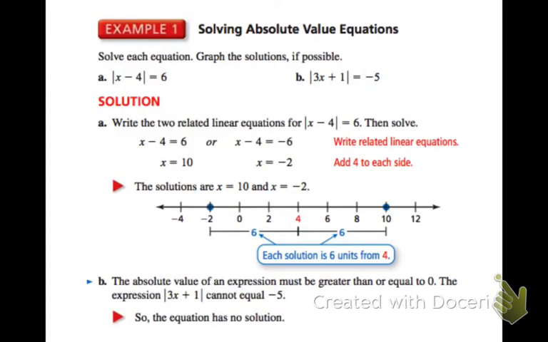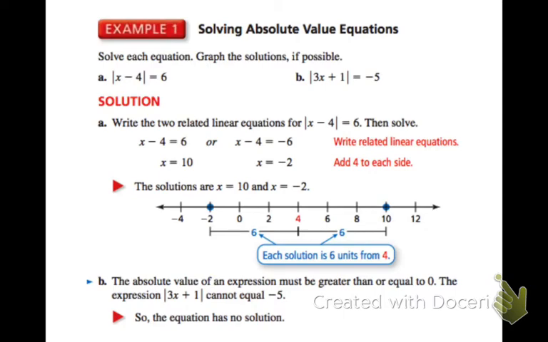So in your book, I know many of you don't have a book, but in example 1, they're showing you a couple different ways to do this. So solving the absolute value of x minus 4 is equal to 6. For A, we will write two related linear equations.